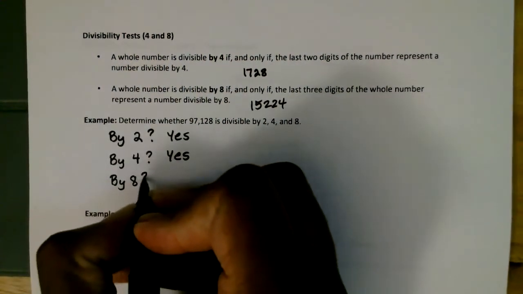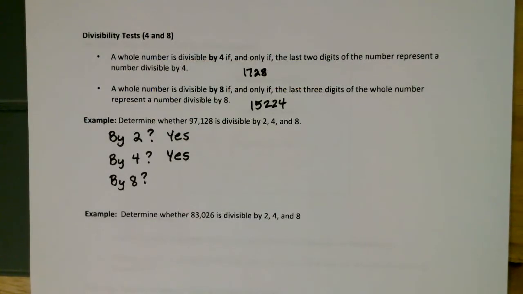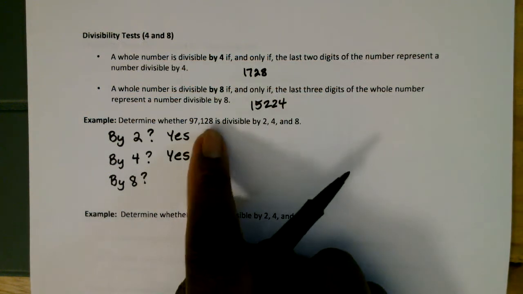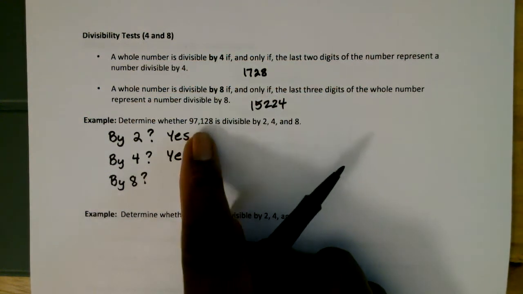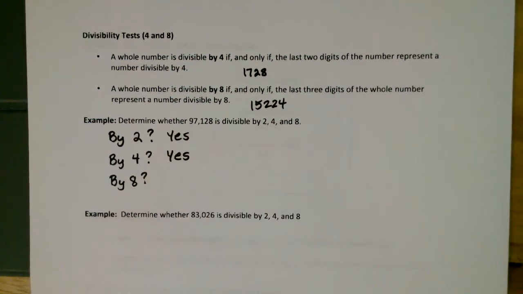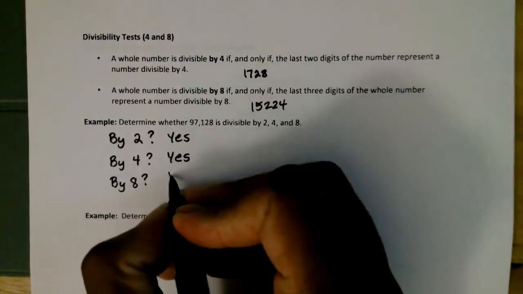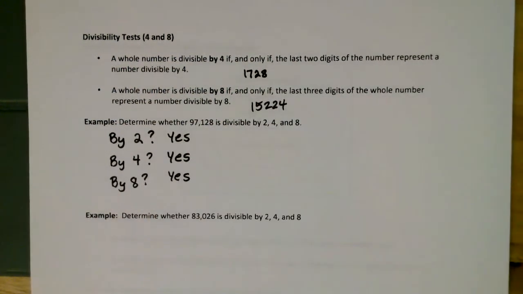Now, what about by 8? Well, by 8, if we look at the last three digits, the 1, 2, and the 8, if I divide 128 by 8, it would go 16 times. So in this case here, 128 is divisible by 8. So to answer that question, 97,128 is divisible by 2 and by 4 and by 8.